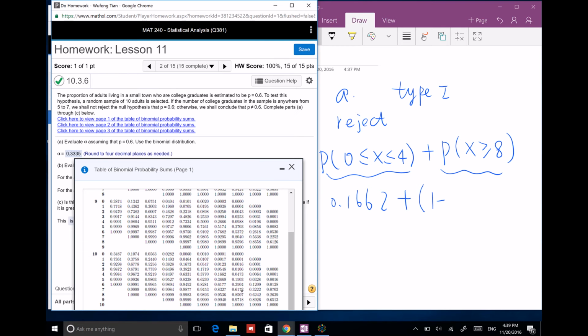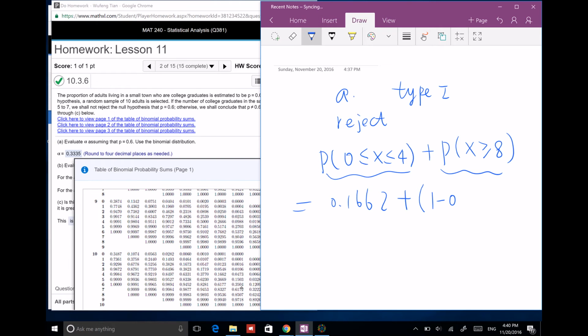7. We cannot do 7, right? So 1 minus 0.8507, because this is up to 8. You subtract it, so it's going to be 8. You just do 8, 9, 10. So 1 minus that is going to be 8, 9, 10. Wait, let me double check it. My bad, so it's 8, 9, 10.